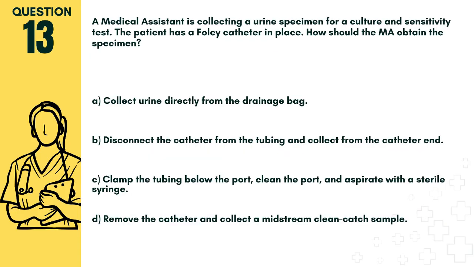Question 13. A medical assistant is collecting a urine specimen for a culture and sensitivity test. The patient has a Foley catheter in place. How should the MA obtain the specimen? A. Collect urine directly from the drainage bag. B. Disconnect the catheter from the tubing and collect from the catheter end. C. Clamp the tubing below the port, clean the port, and aspirate with a sterile syringe. D. Remove the catheter and collect a midstream clean catch sample.